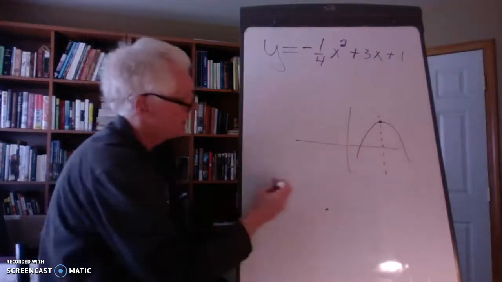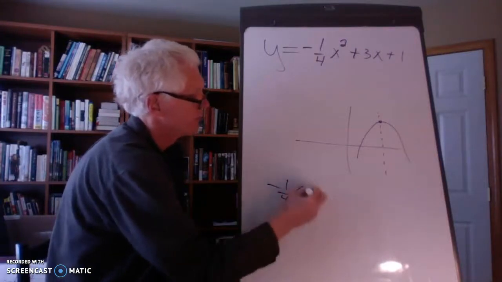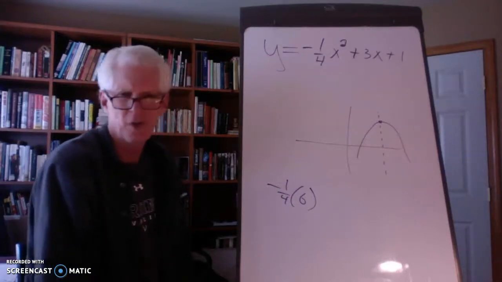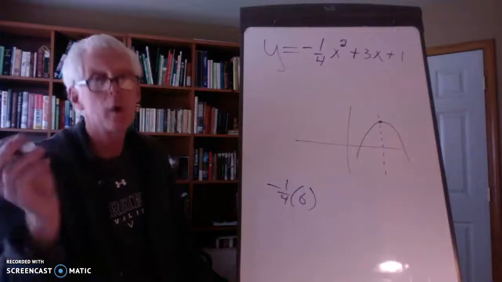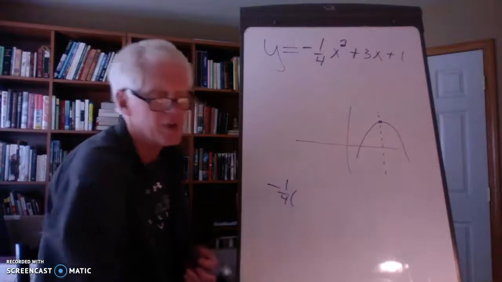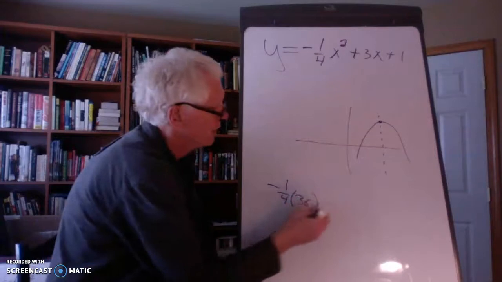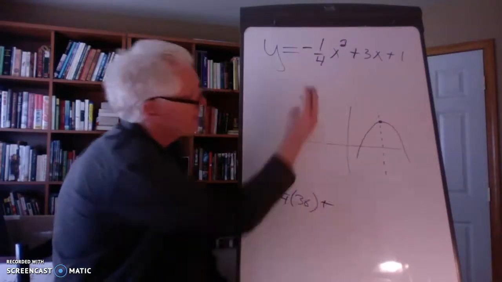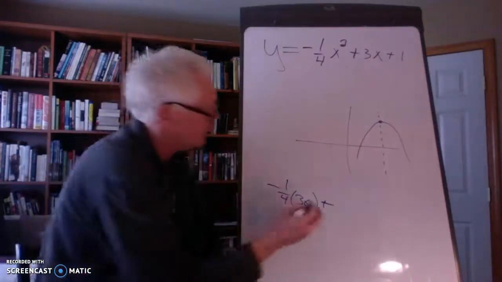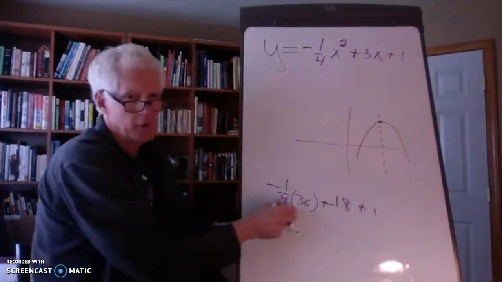So we've got negative 1/4 times 6. That's not right. Oh, 6 squared, excuse me. It's 6 squared. I'm going to erase this. I'll make it negative 1/4 times, what's 6 times 6? 36. Plus 3 times 6. What's 3 times 6? Quick, quick, quick. Yeah, back there. 18. Good. 18. Plus 1. Be careful here. You can do this.